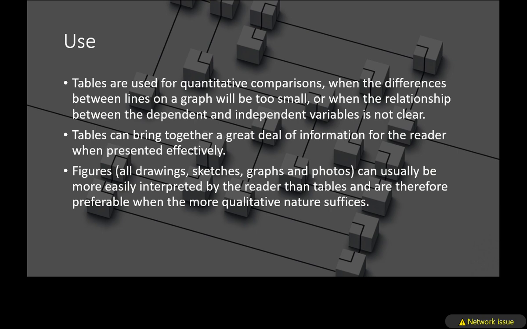Qualitative means what? Some qualities or traits. Traits, qualities, okay, very good. Okay, so you have got the idea, and I cannot find the marker.